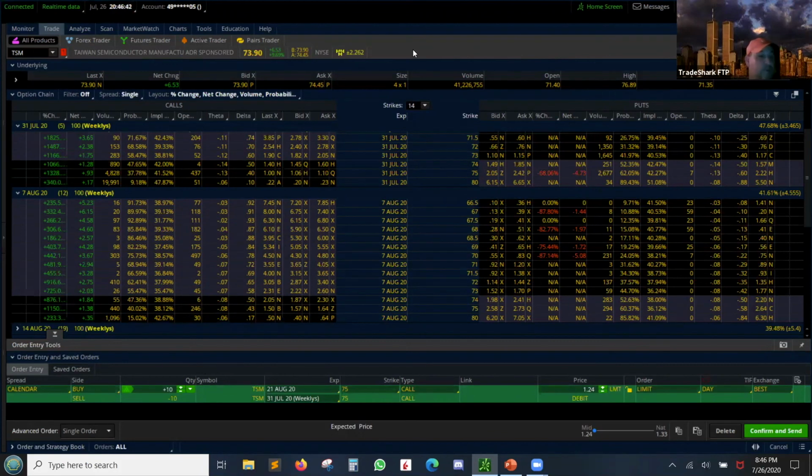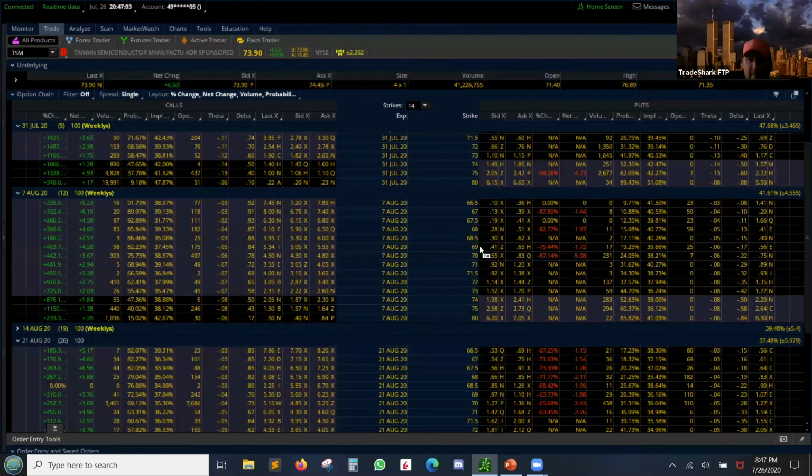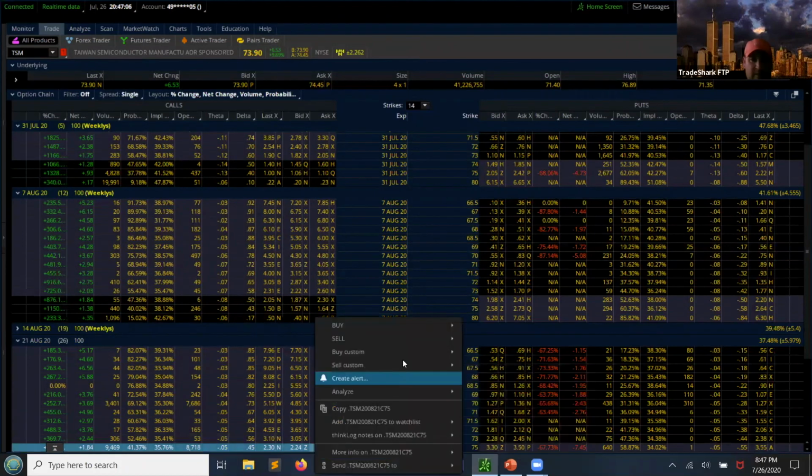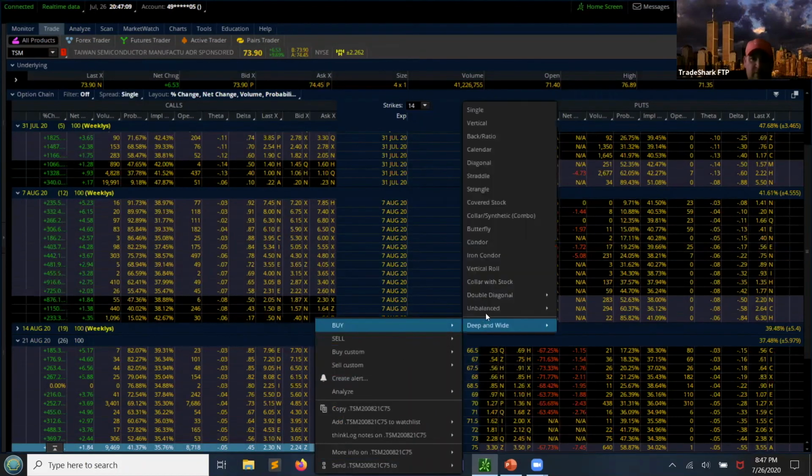Because this is really important. Calendars are really, really important. Verticals are important. Calendars are important. If you understand verticals, you can do an iron butterfly. If you understand verticals, you can do an iron condor. Okay? If you can do calendars, you can do diagonals and double diagonals. And, you know, hold on a second. I'll show you guys. Let's say I want to do this. You can do all these trades. See all these trades here? Unbalanced, double diagonal, collar with stock, vertical, iron condor, condor, butterfly, collar, covered stock, strangle, straddle, diagonal, calendar, back ratio, vertical, single. You can understand all these trades if you can understand the basics. Okay?